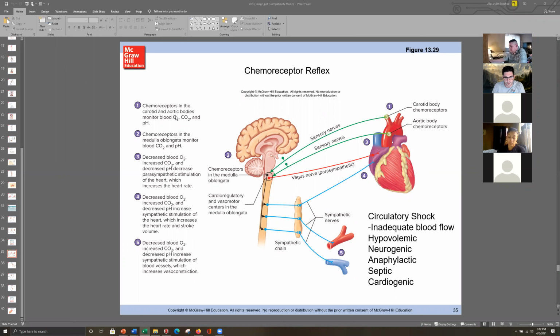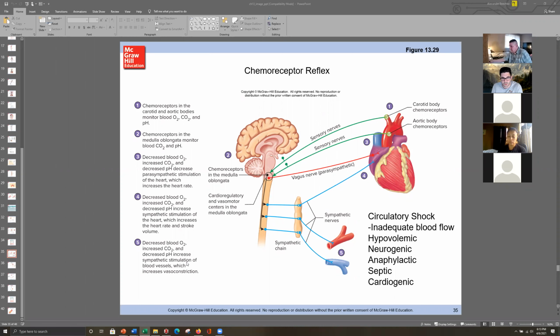So chemoreceptors monitor blood CO2 and pH. Decreased blood oxygen, increased CO2, and decreased pH decrease parasympathetic stimulation of the heart, which increases heart rate, right? Increases in carbon dioxide cause things like hyperventilation. Decreased blood oxygen, increased carbon dioxide, and decreased pH also increase sympathetic stimulation of the heart, which increases heart rate and stroke volume. Because we've got too much carbon dioxide, we need to get this stuff out. That's what we want to do.